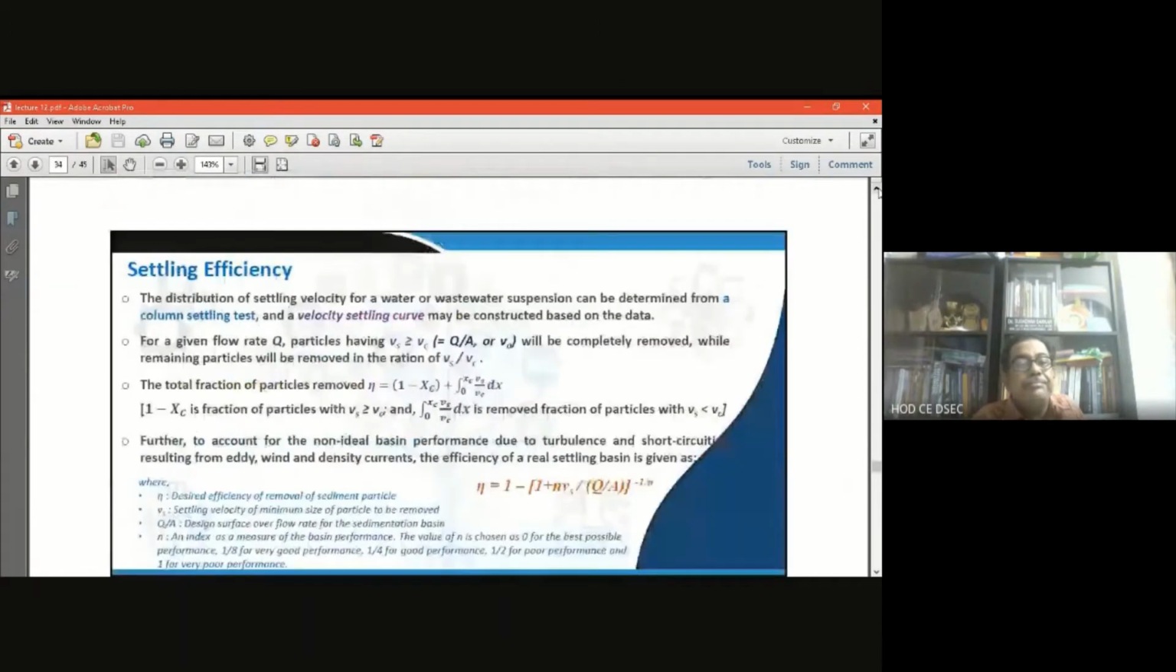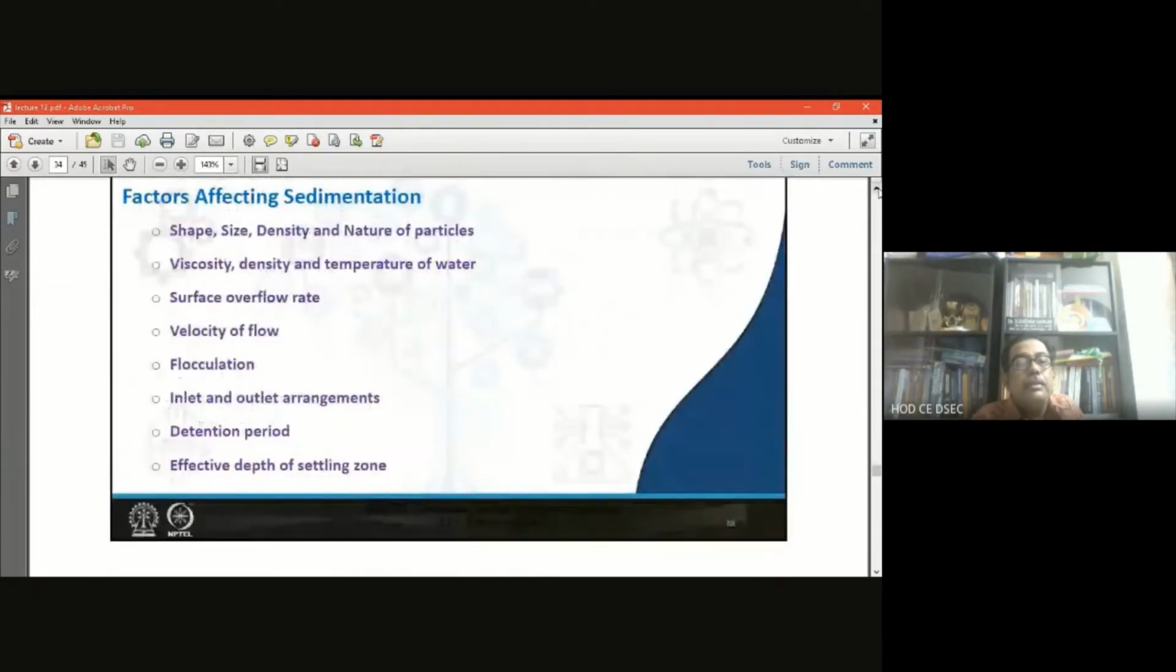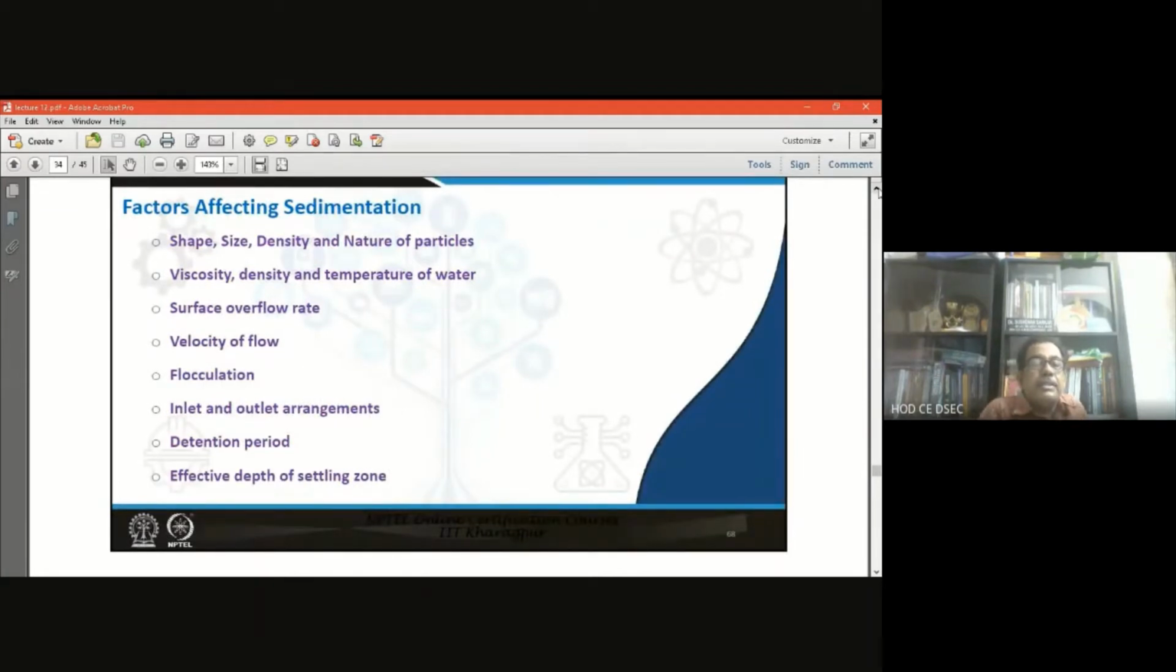Let me discuss the factors affecting the sedimentation. As we know, in the sedimentation process, the particles settle under gravity. So what are the factors we have to take care of? Shape and size, that is the diameter of the particles, because in fluid mechanics or hydraulics, you are already aware of the very famous law, the Stokes law. That will be applied here also. Laminar flow and turbulent flow will be discussed, where the Stokes law is valid for laminar flow, where the Reynolds number is less than 1. That will be discussed very soon.